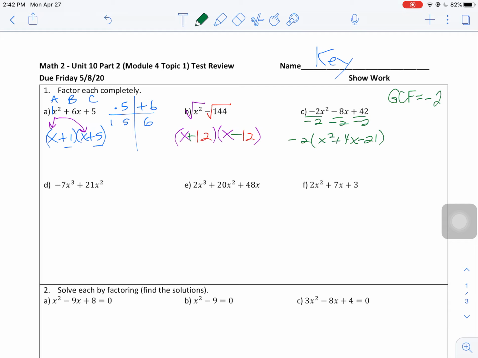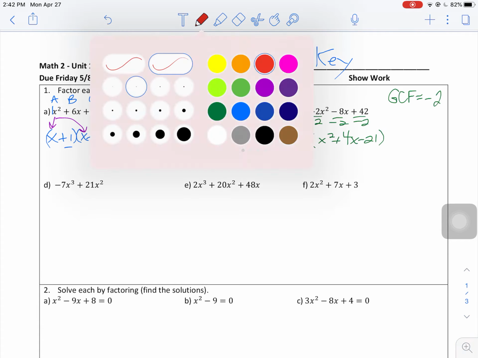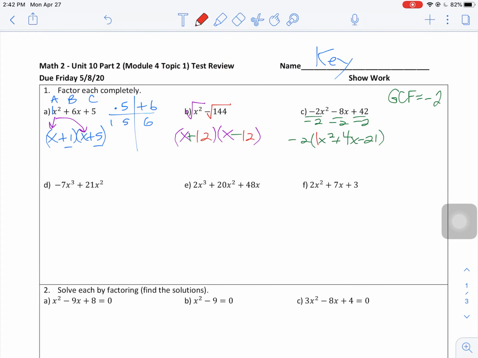So now, looking at the leftovers in the parentheses, we want to see if we can factor those as well. Sometimes we can, sometimes we can't. So I'm seeing 3 terms in the parentheses. I'm seeing an invisible 1 in front of the x squared, which means it's a basic trinomial as opposed to advanced factoring. So this will be like letter A. So we're looking for 2 numbers that multiply to the number in the back, and then those same 2 numbers need to add up to the b value in the middle in front of the x.